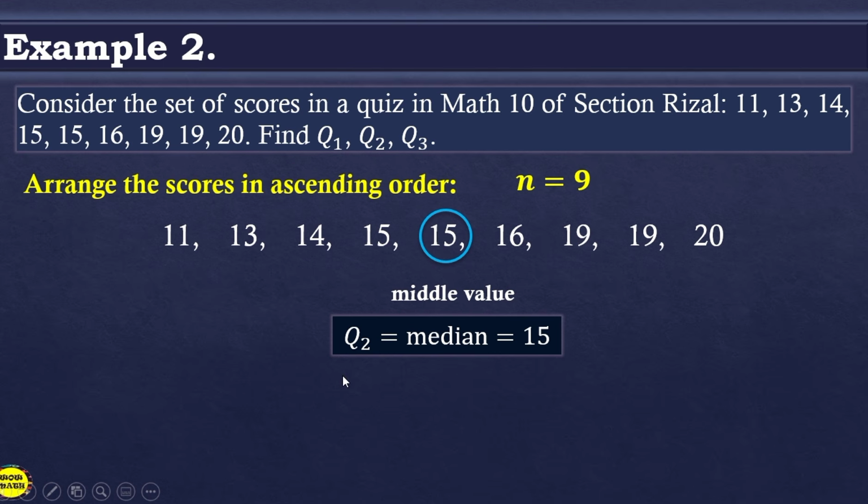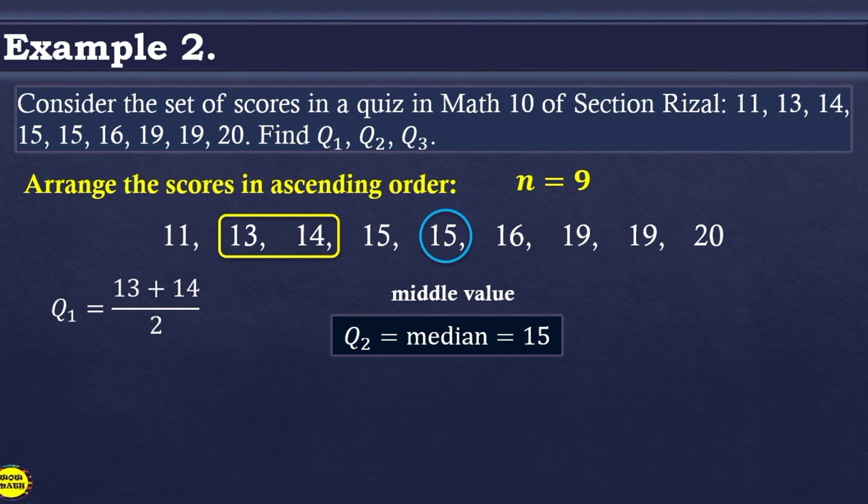Next, yung first quartile. Meron tayong 4 na scores dito sa left side ng middle value natin. So, paano natin kukunin yung first quartile natin? Ilan yung middle value natin? 2. So, ang gagawin natin, add natin silang 2. So, 13 plus 14, that is 27, divide 2. 27 divide 2, that is 13.5. So, ang first quartile natin is equal to 13.5.